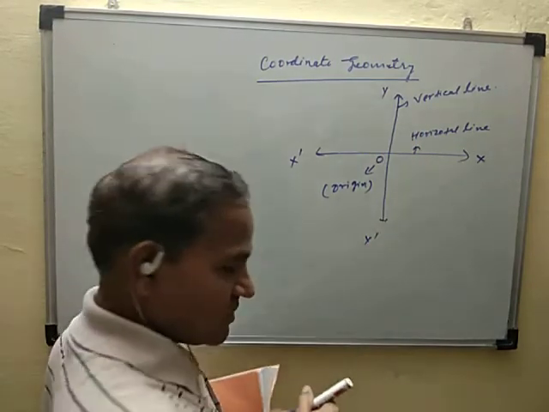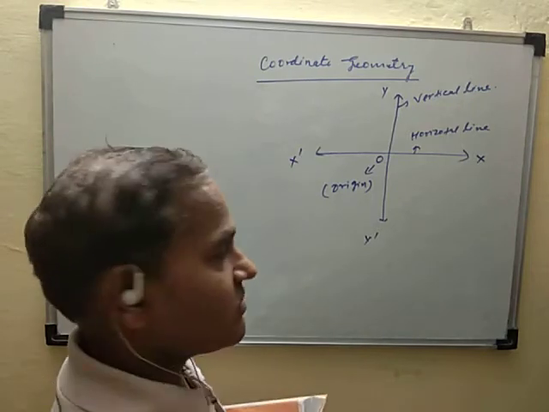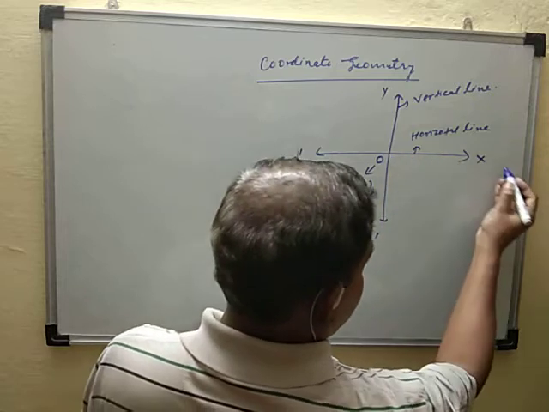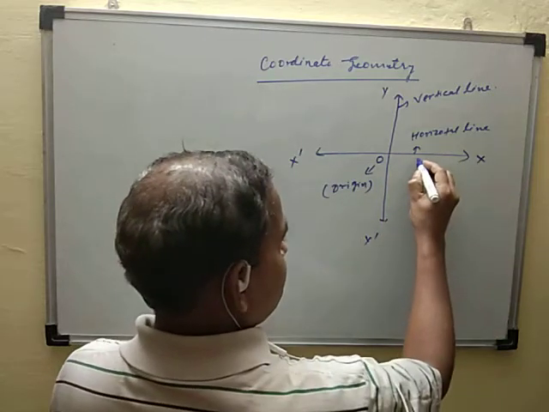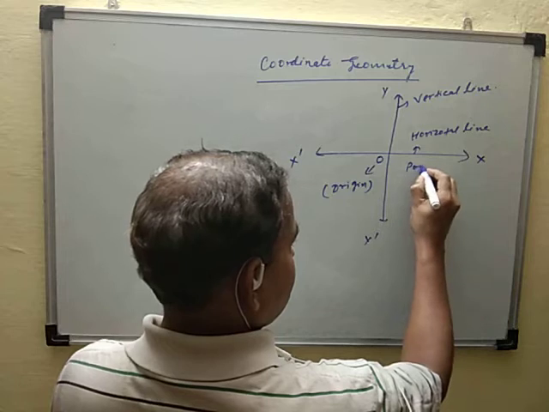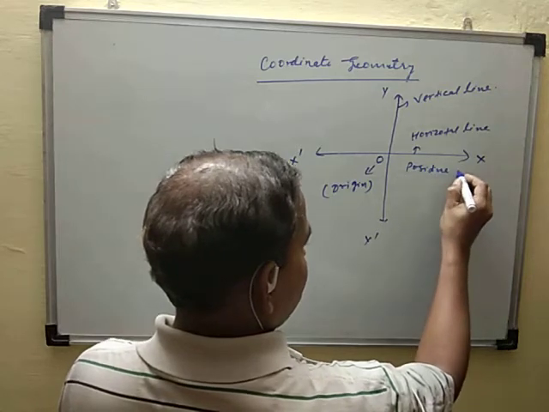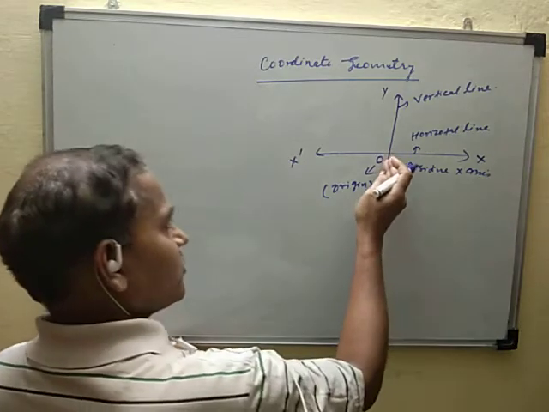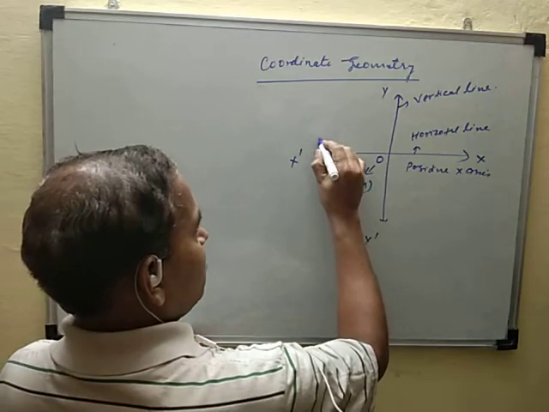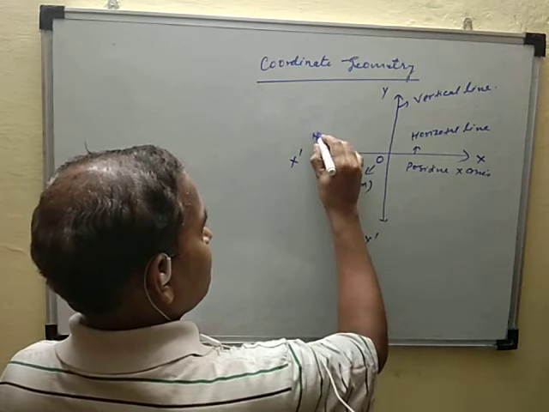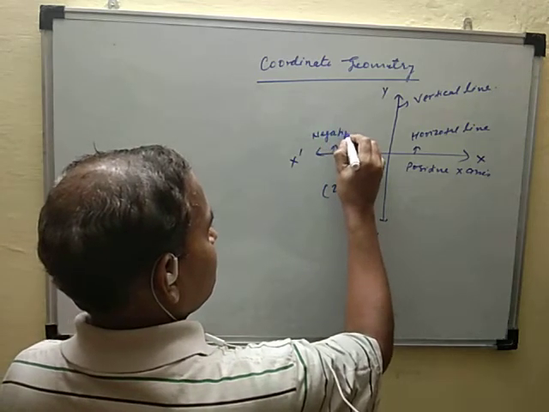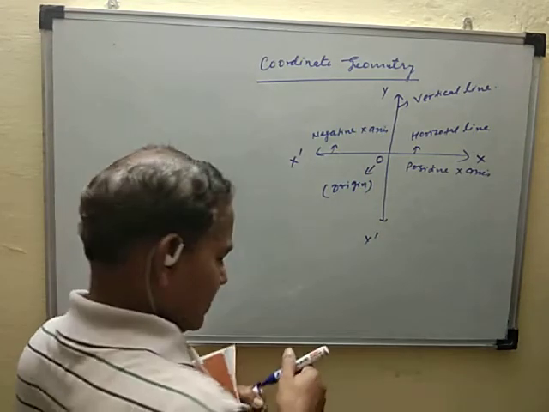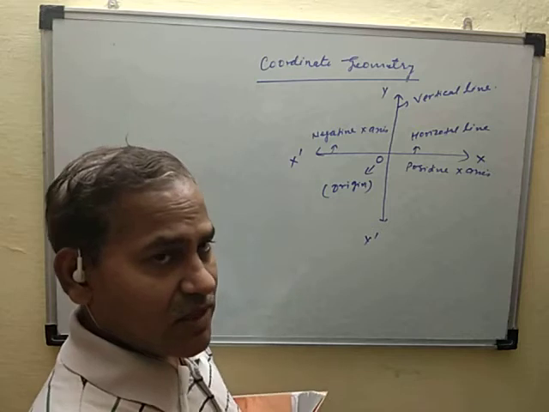and y dash. From the origin to the right side of the x-axis is called the positive x-axis, and from the origin to the left side is called the negative x-axis.